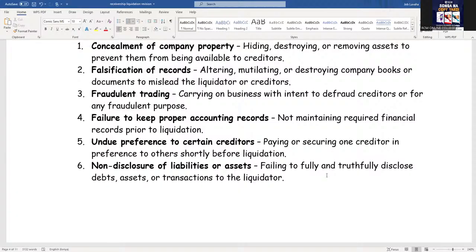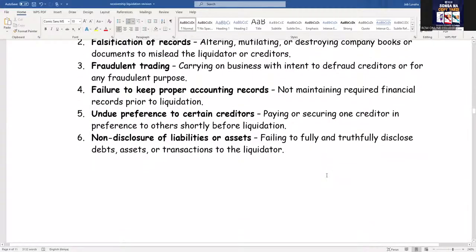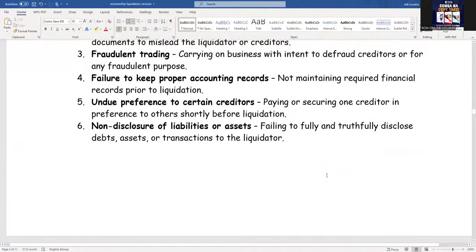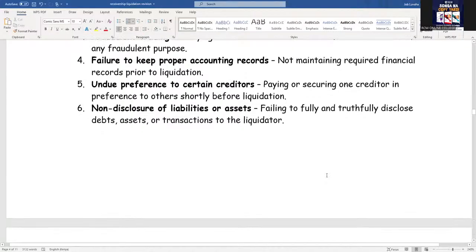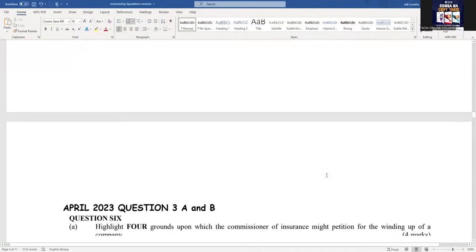Non-disclosure of liabilities or assets. If it happens that part of the liabilities or assets haven't been disclosed fully during the liquidation process, then that is part of the offense that could be committed. So, failing to fully and truthfully disclose any debts, liabilities or assets that are present during liquidation or are supposed to be utilized for liquidation.